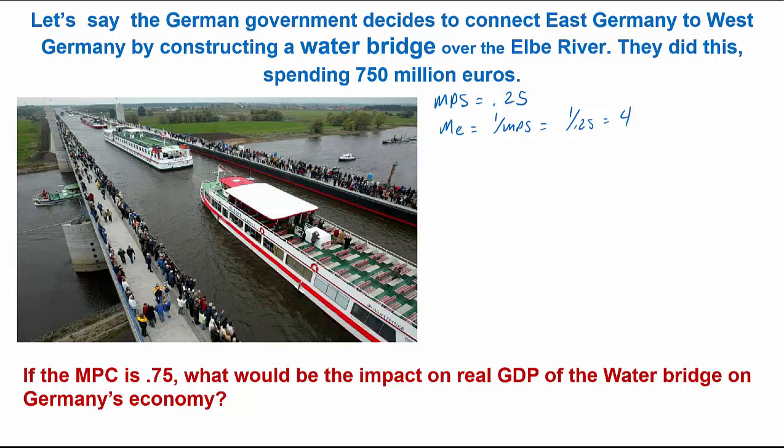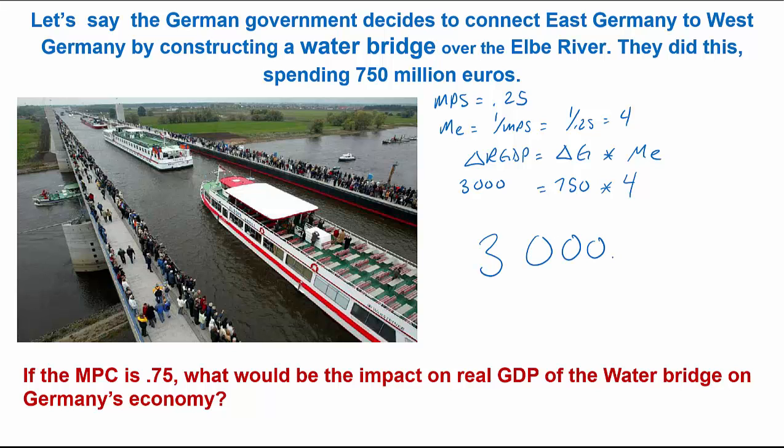And so what this tells us, let's go back to our rule for a second. Change in real GDP is equal to our change in government spending times our expenditure multiplier. So if our change in government spending was 750 million euros, and our expenditure multiplier is 4, that means the change in real GDP could be as high as 3,000 million euros. Okay? So the answer was 3,000 million euros. All right, that's one review question. We're going to make these a little different every time just so that we can see all sides of this equation.